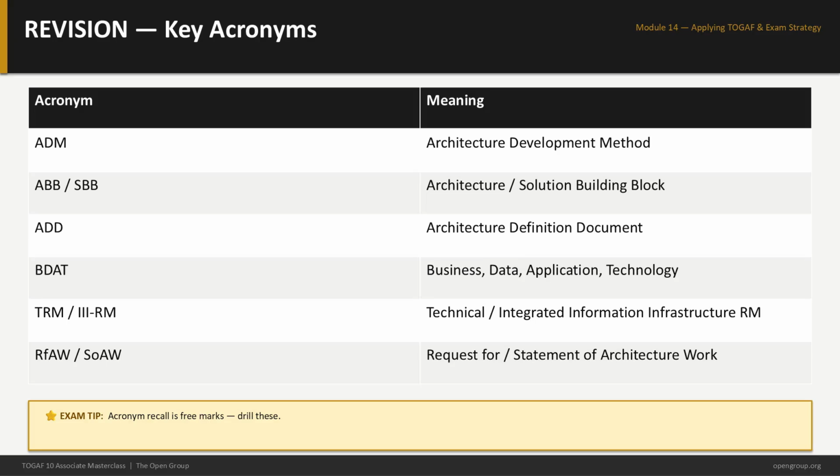Acronyms are free marks, so let's drill them. ADM is the architecture development method. ABB and SBB are the architecture and solution building blocks. ADD is the architecture definition document. BDAT is business, data, application, technology. TRM and IIIRM are the technical and the integrated information infrastructure reference models. And RFAW and SOAW are the request for and statement of architecture work.